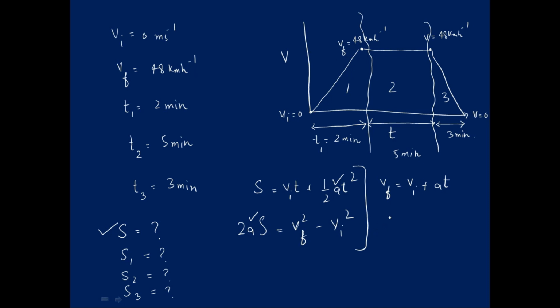Now putting the values. Before putting the value, the unit of velocity is 48 kilometers per hour. This is not the SI unit. To convert kilometers per hour into meter per second, multiply this by 1000 and divide by 3600. That gives 13.33 meters per second.